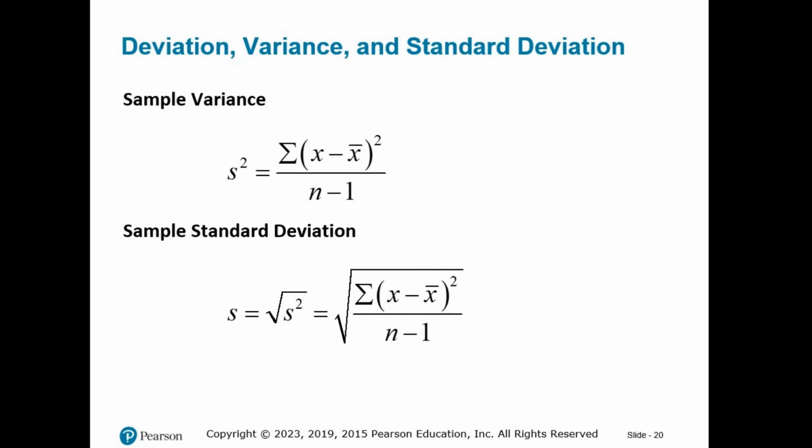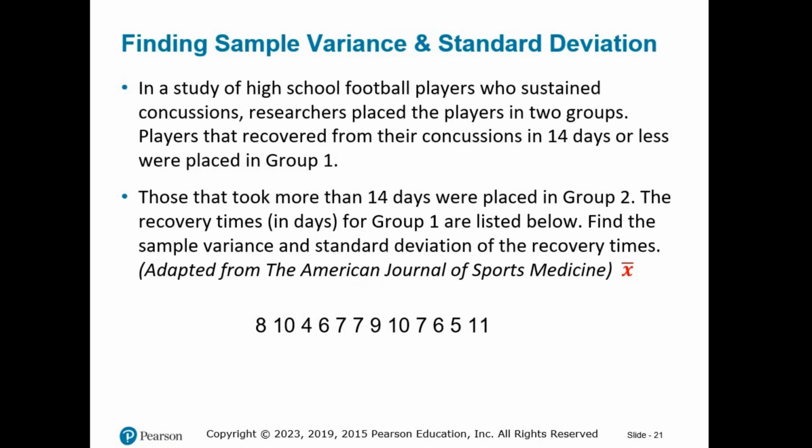Not a whole lot changes, but you want to make sure you're paying attention to what the problem is giving you. If the context is dealing with a sample, you want to use this slightly different formula and use the x-bar value and divide by the sample size minus 1, as opposed to using mu and dividing by the population size, capital N. Let's look at an example.